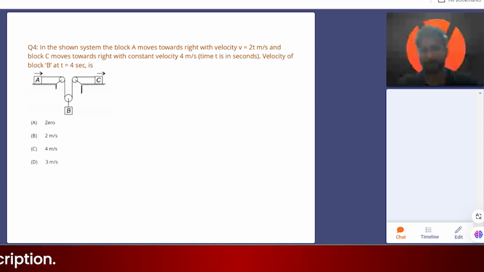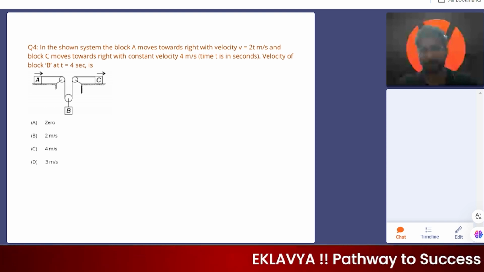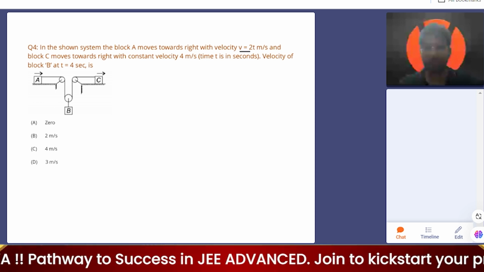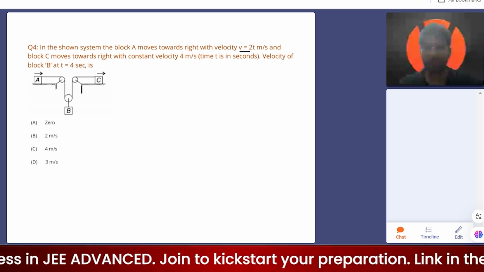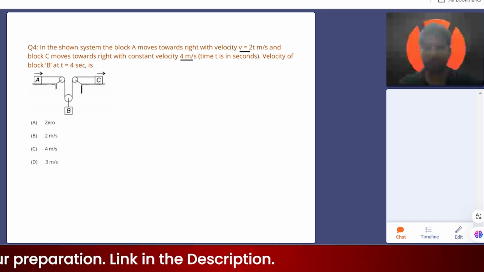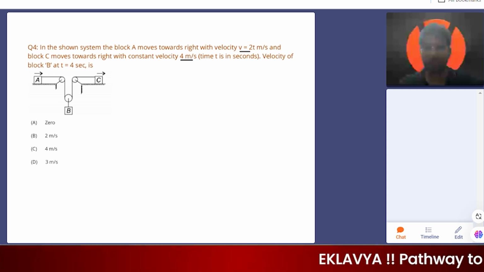Question number 4. In the system shown, block A is moving towards the right side, but it has a velocity as a function of time. And block C is also moving towards the right side with constant velocity 4 meter per second. We need the velocity of block B at t equals 4 seconds. So we can do this by using the simple constraint relation.